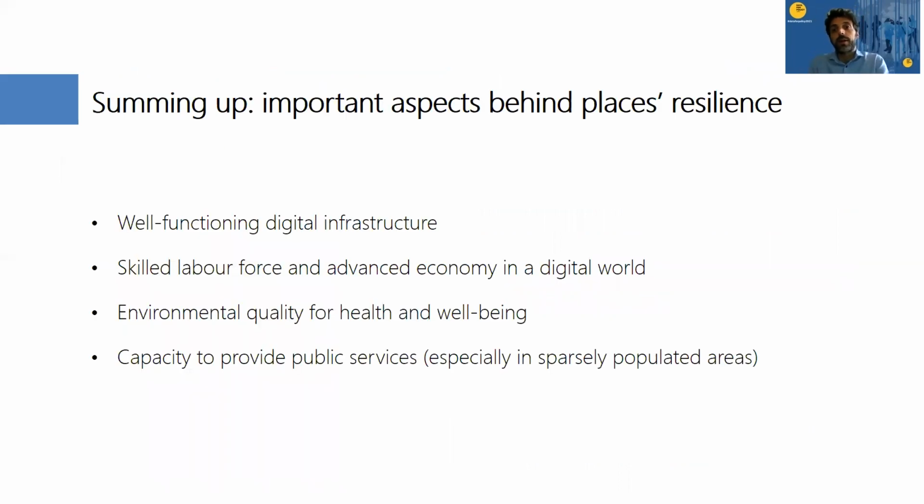Summing up, there are important aspects behind the resilience of places or specific regions to the pandemic. So the importance of well-functioning digital infrastructure, a skilled labor force, including digital skills, and an advanced economy in a digital world. We saw the importance also of environmental quality for health and well-being, but it also includes aspects such as trust in government, and the capacity to provide public services, especially in sparsely populated areas. Public services, of course, linking to the previous part of the presentation, are linked also to health system capacity. And with this, I will stop and thank you all very much.